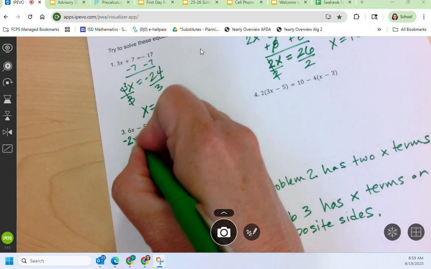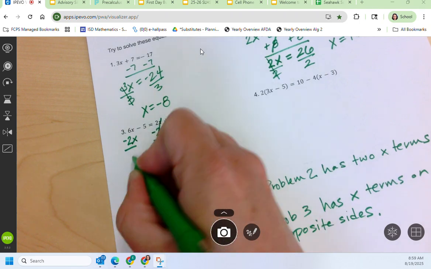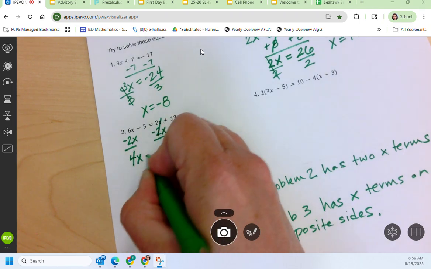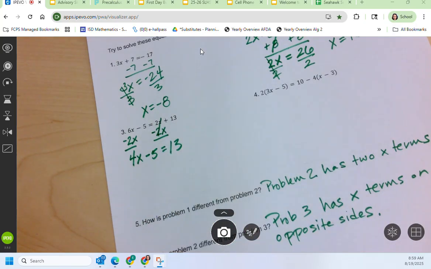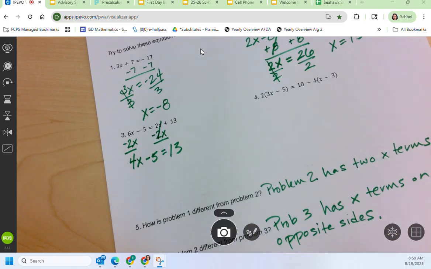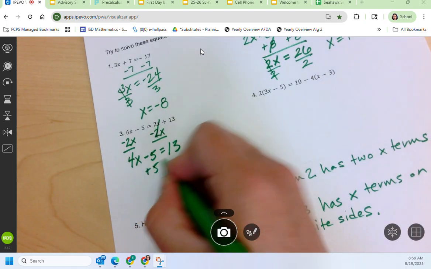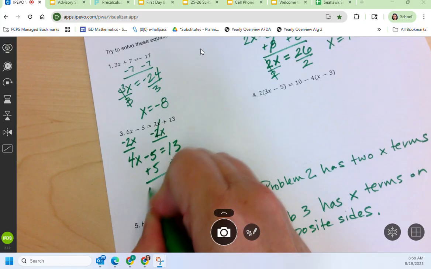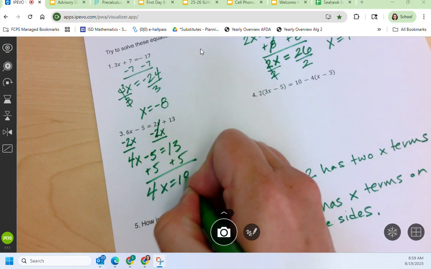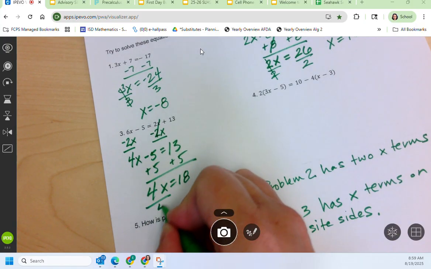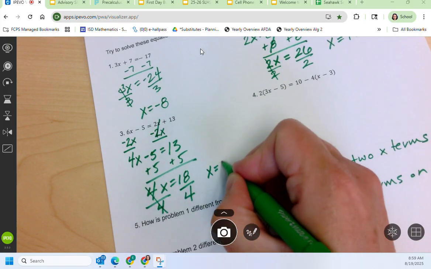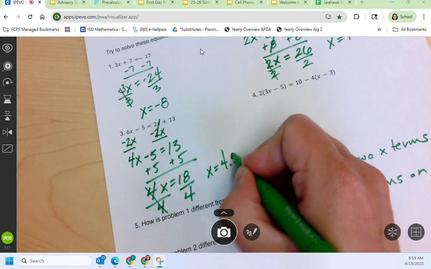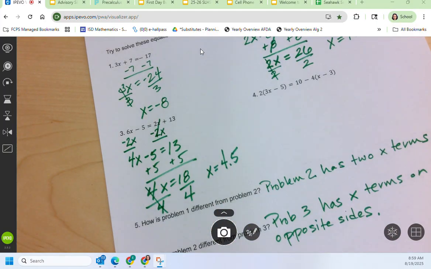You could do minus 2x on both sides or minus 6x, but more of you told me you did minus 2x, so I'm going to do that. And now you only have one x term because you got rid of this one. And now it looks like the first problem again, so you can undo subtraction with addition. 4x equals 18, and undo multiplication with division, and get x equals 4.5. Or if you wanted to keep it a fraction, just simplify it to 9 over 2.